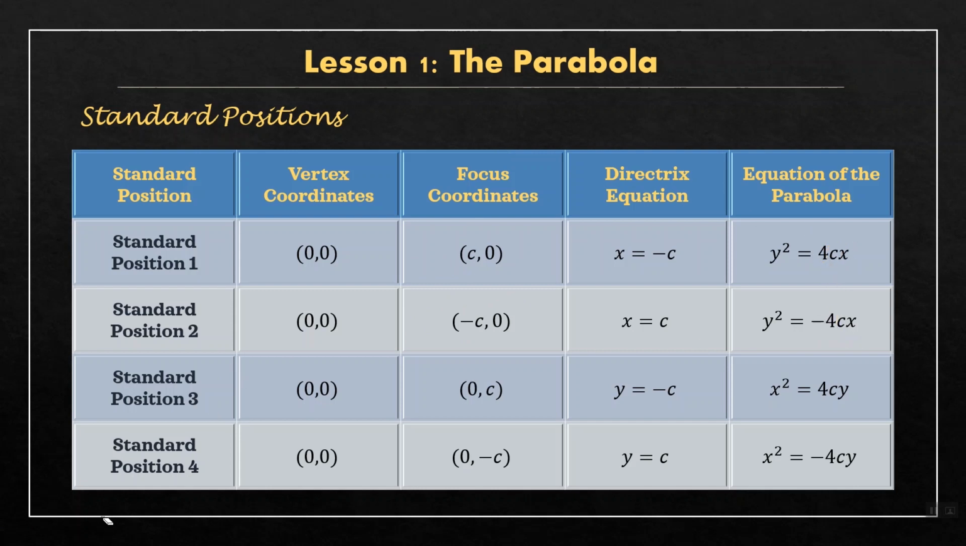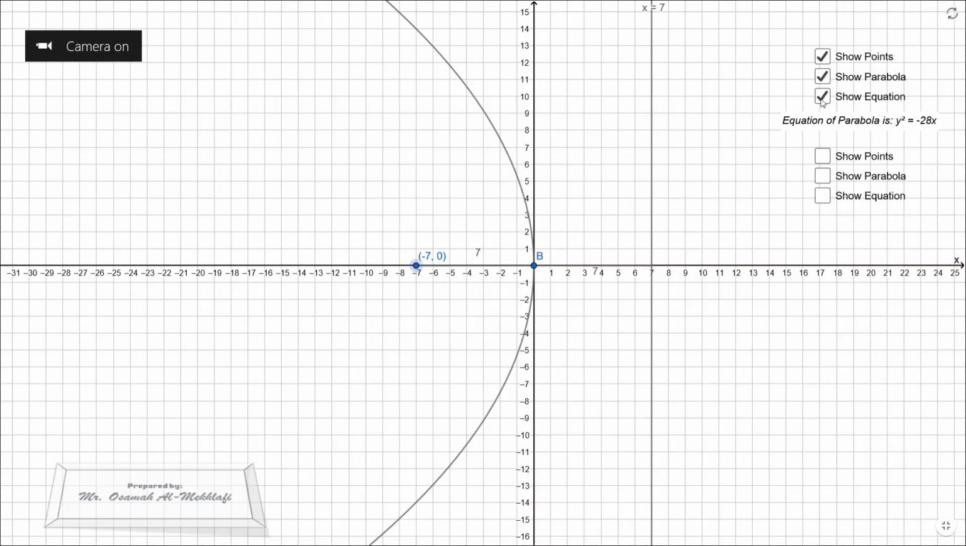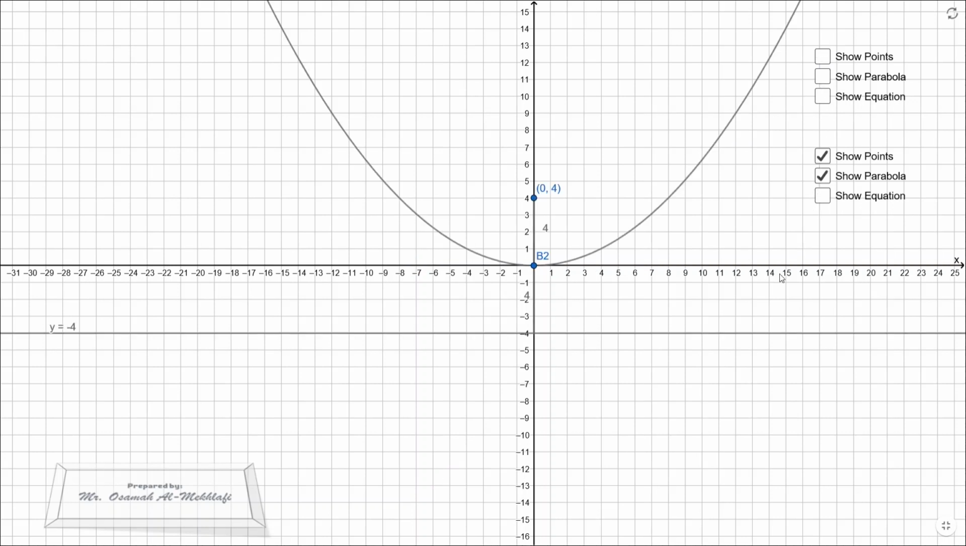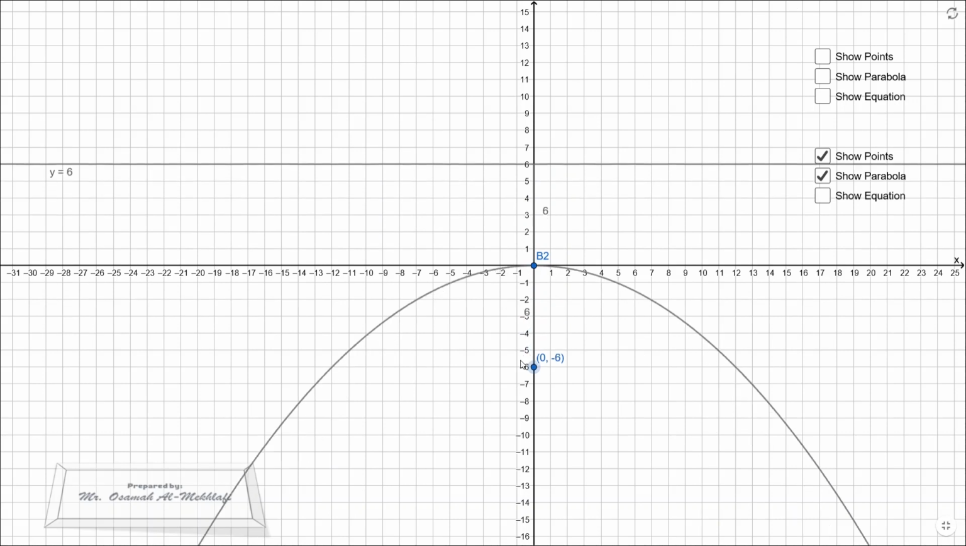Now notice that in the third and the fourth standard positions, my point has a y value, it does not have an x value. So our focus is going to be on the y-axis, not on the x-axis. Let me show you now. So this is now called the third standard position. The focus is on the y-axis and the directrix is cutting the y-axis. And this is here the fourth standard position.